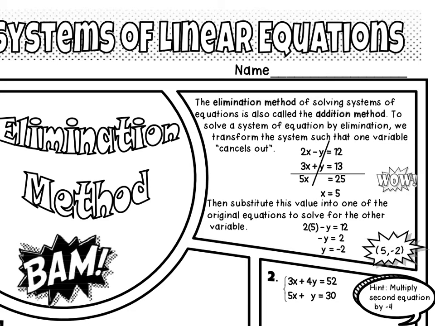The method we're using is called the elimination method. The elimination method of solving systems of equations is also called the addition method. To solve a system by elimination, we transform the system such that one variable cancels out. As you can see, the y cancels out. And then we divide by 5, so we have x equal 5. Then substitute into the other equation. And so that's what I'm going to be going over today.